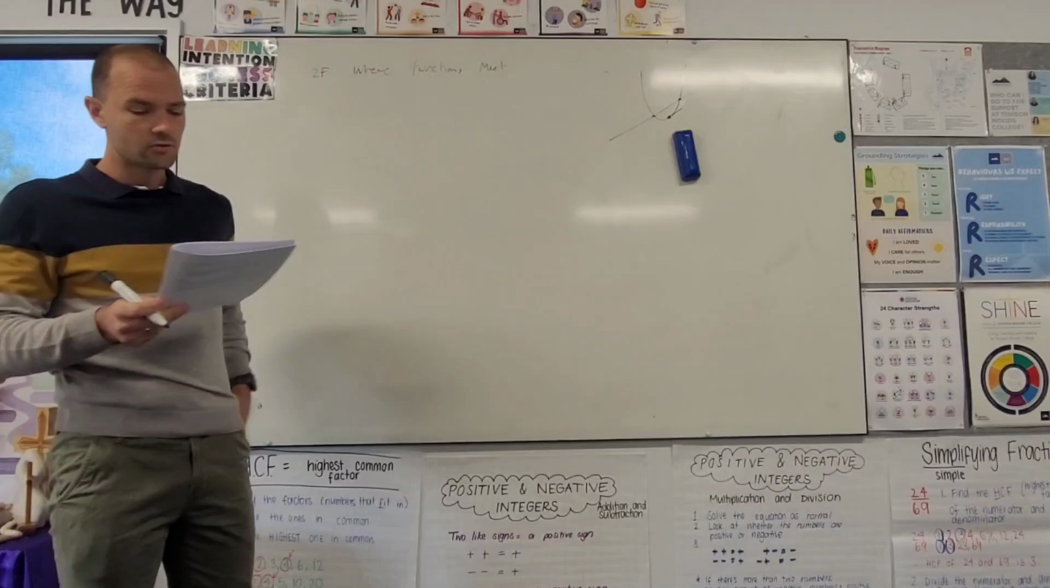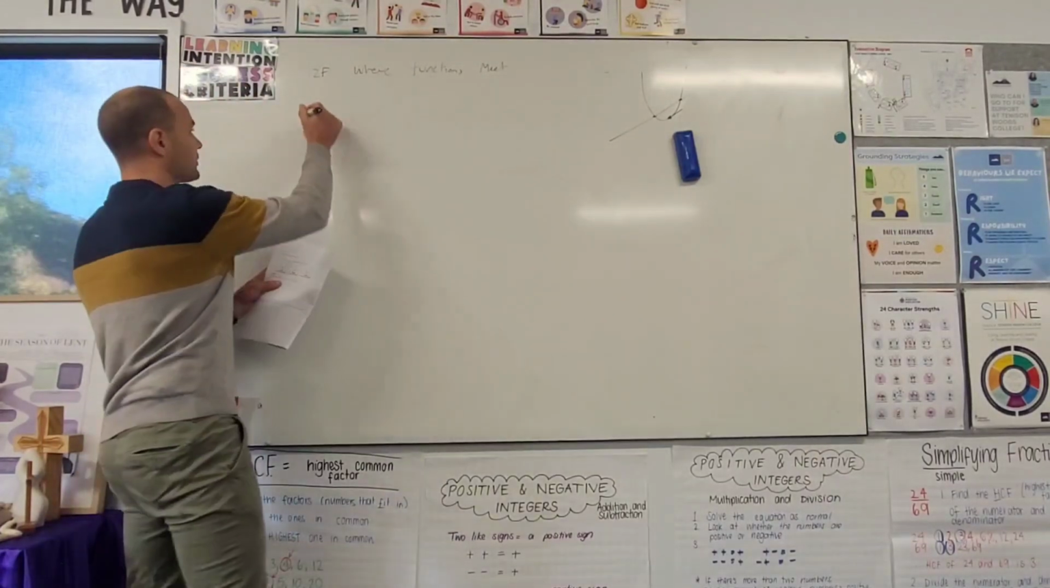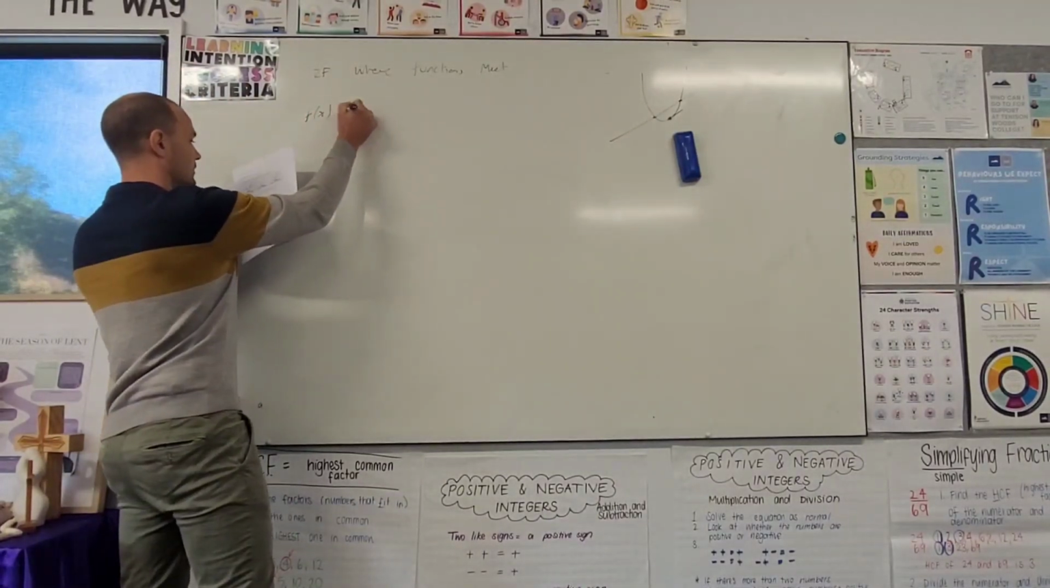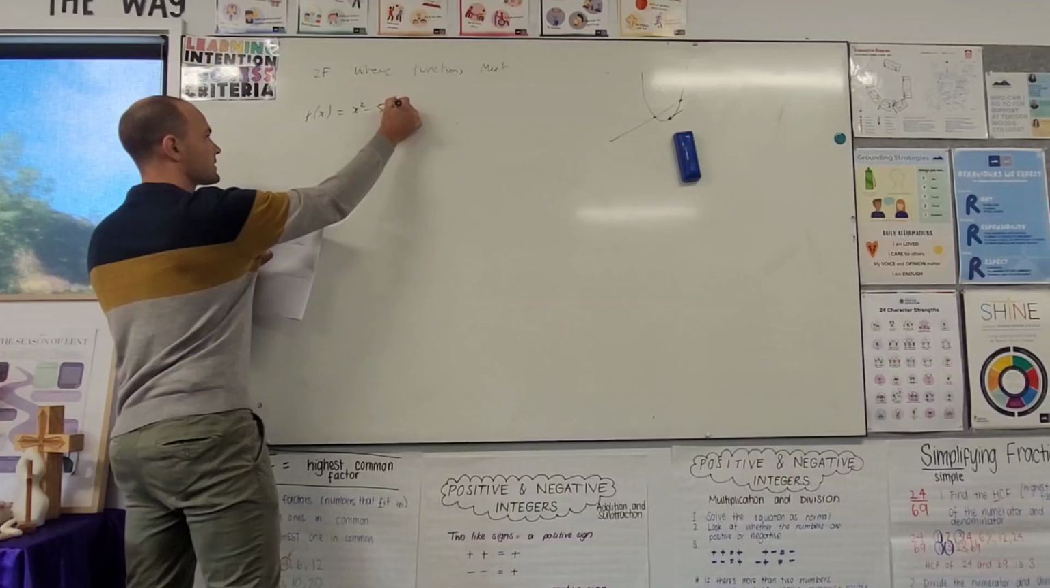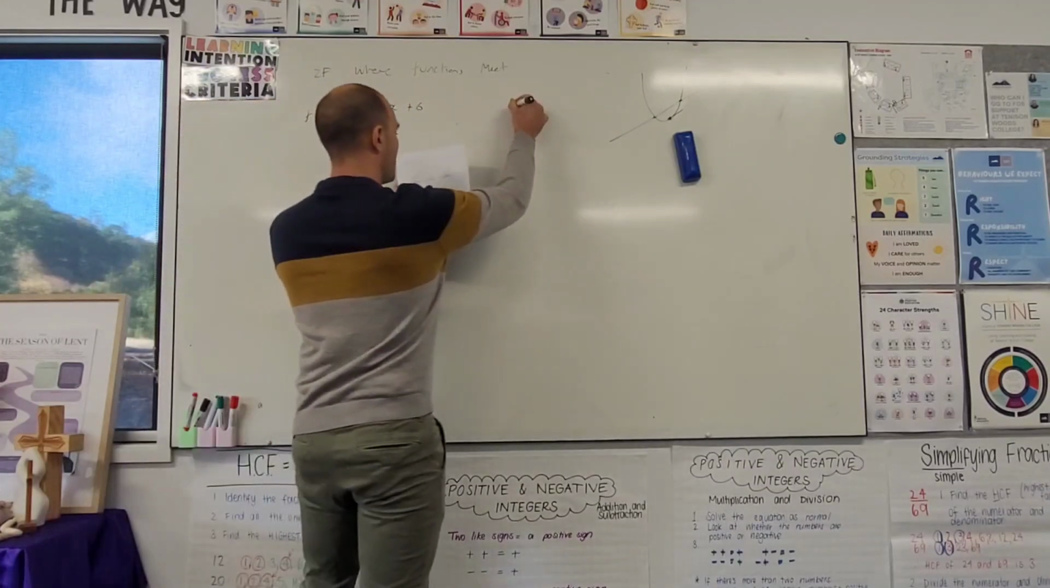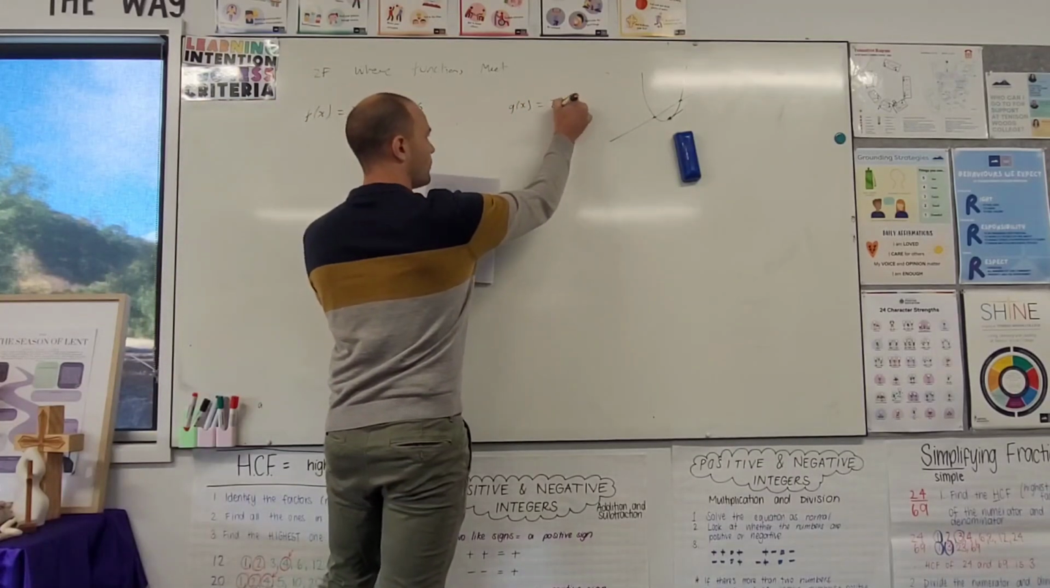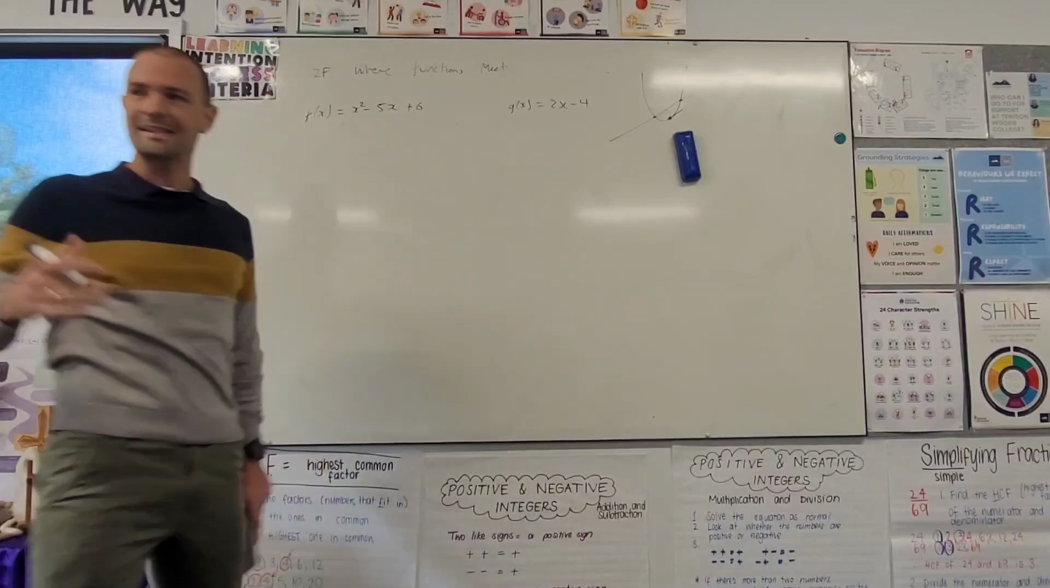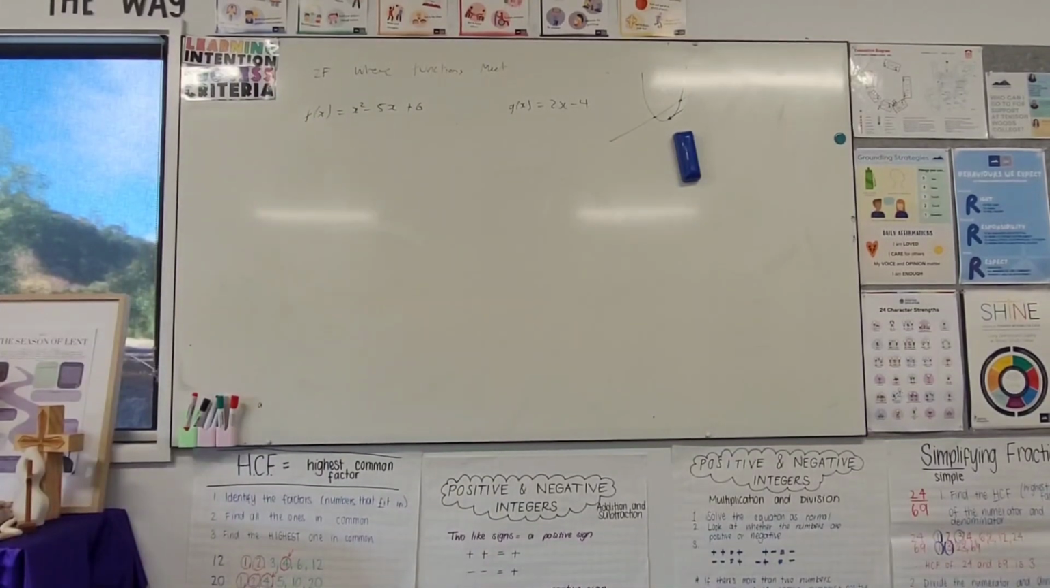Okay, so let's get straight into our example here. We have the function x squared take 5x plus 6, and we have the function 2x take 4. And we want to know, when do they meet? When do they intersect each other?